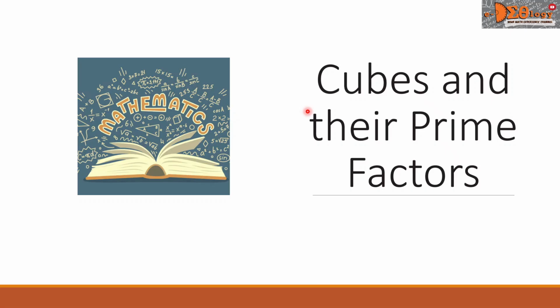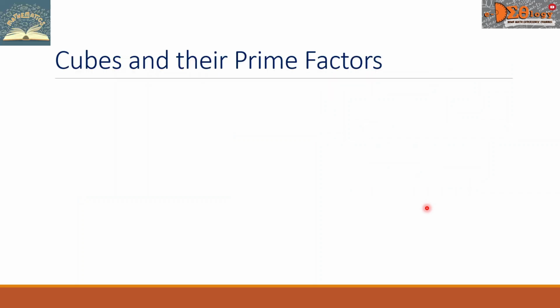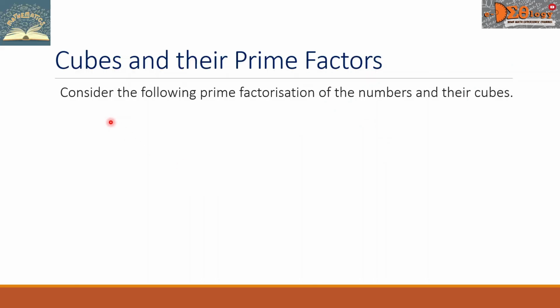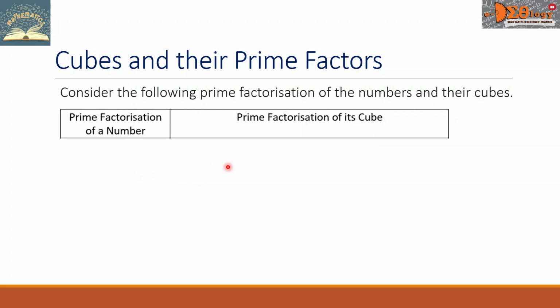Hi everyone, today we're going to study cubes and their prime factors. Let's consider the following prime factorization of the numbers and their cubes. Let's have a table here, two columns. The first column is for the number with the prime factorization and the prime factorization of its cube on the second column. Let's have the first example, number 4.